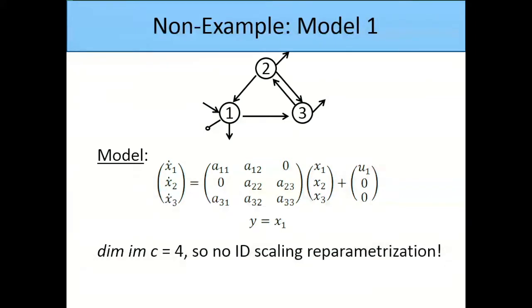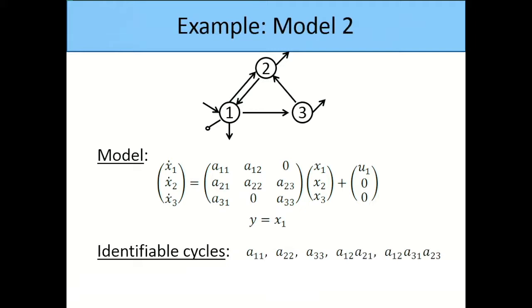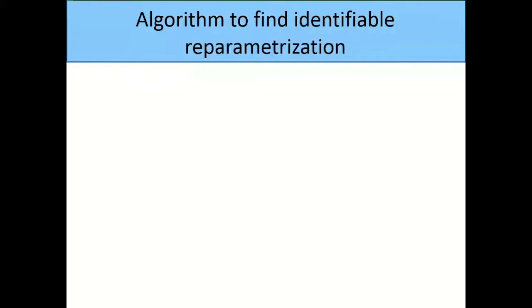So for this model, we can find the coefficient map, find the Jacobian. It turns out the dimension of the image of the coefficient map is only 4, not 5, which is what was required. So this model has no identifiable scaling reparametrization. There still may be some other type of reparametrization, but no scaling reparametrization. So that's the key thing here. Who knows, there might be some other type, but there's not a scaling. On the other hand, the second model does have the correct dimension of the image of the coefficient map. So this means that the 5 independent cycles in my graph are identifiable. So thus we can find a reparametrization.